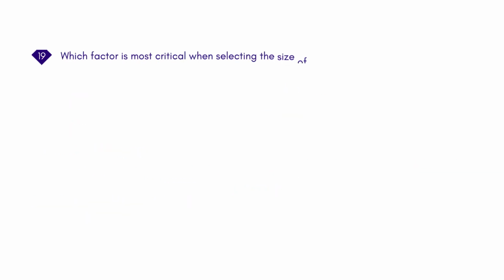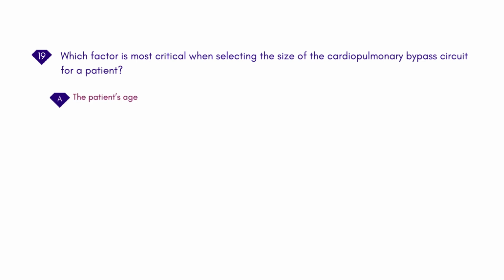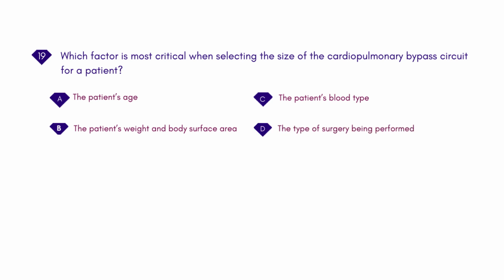Which factor is most critical when selecting the size of the cardiopulmonary bypass circuit for a patient? A. The patient's age. B. The patient's weight and body surface area. C. The patient's blood type. D. The type of surgery being performed. Answer: B. The patient's weight and body surface area.